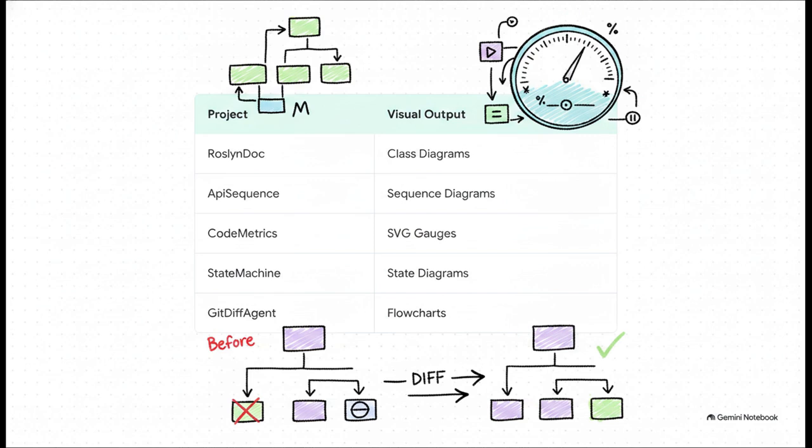Second is the API Sequence Doc Builder, an ASP.NET Core scanner that builds interactive request lifecycle sequence diagrams. Third, the CodeMetrics SVG Exporter. This one calculates cyclomatic complexity, essentially a measure of how complicated your code logic is, and uses the SLM to format raw SVG radio gauges. Fourth, the State Machine Visualizer, which inspects C# enums to build mermaid state diagrams. And finally, the Git Diff Doc Agent. This is a Git hook that runs a diff, queries the local endpoint, and generates visual before and after flowcharts for your pull requests. I mean, this is automated documentation at its absolute finest.